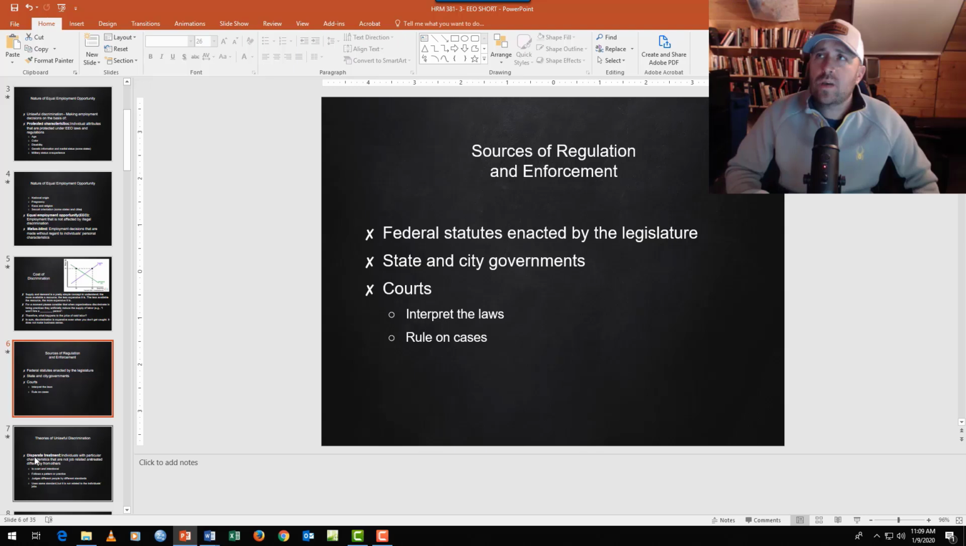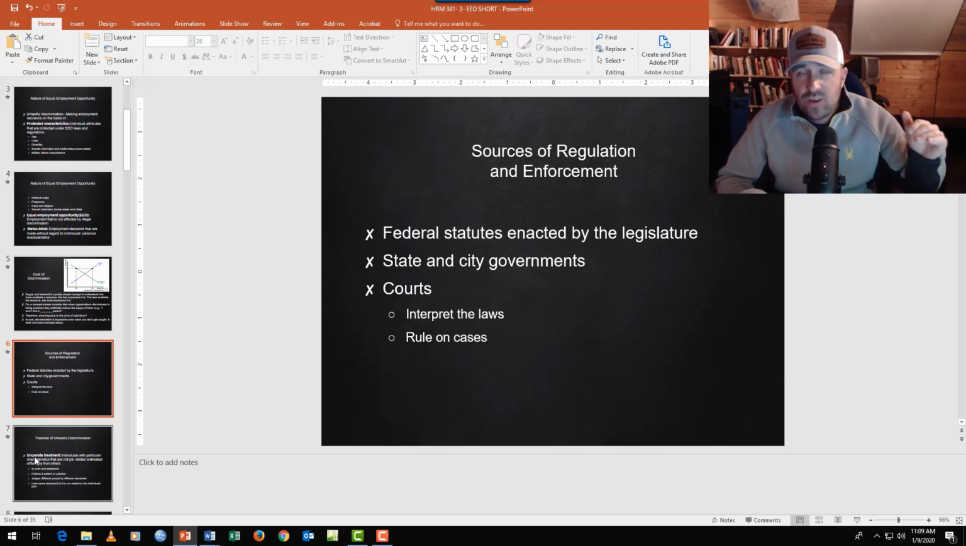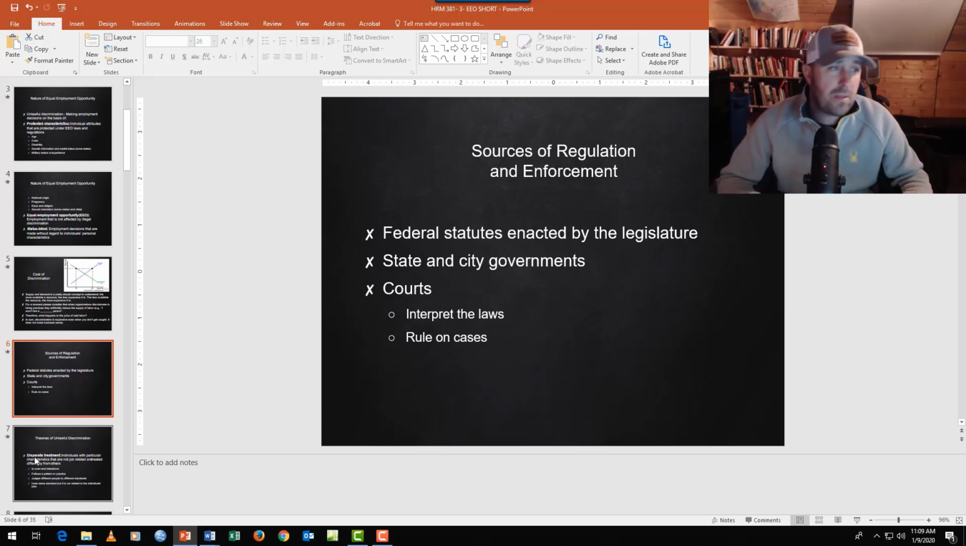So who kind of enforces this or decides this? There's a few different categories, but in a simple way, there's federal statutes, federal laws, which we'll go through. That is something either executive order by the president. Affirmative action would be an example of that, Executive Order 11246, or the Civil Rights Act of 1964, passed by the House and the Senate, signed by the president.